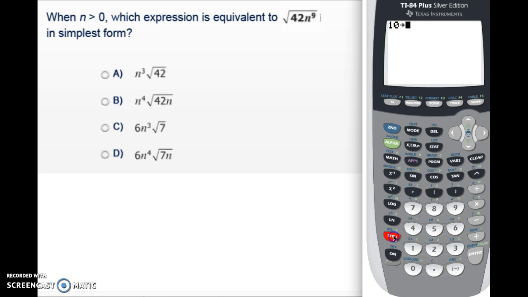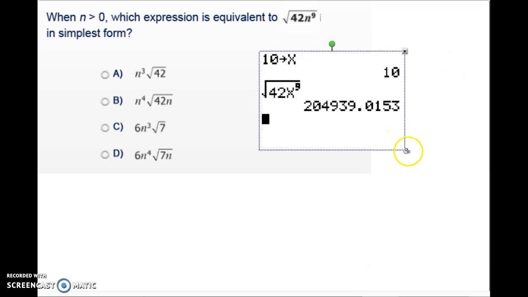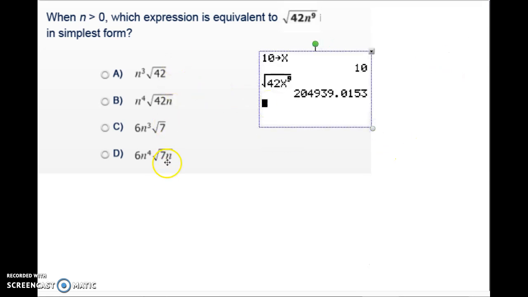So I'm going to store a 10. If I have to store a value because nothing's given, I like to use 10. This is square root, so I'm going to type in square root of 42x to the 9th power, and I get this number. So that's the number I'm looking for in one of these options.